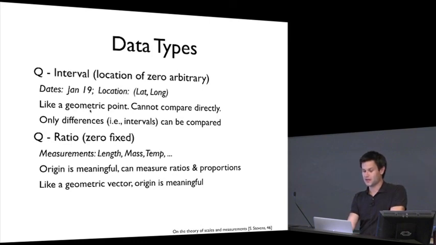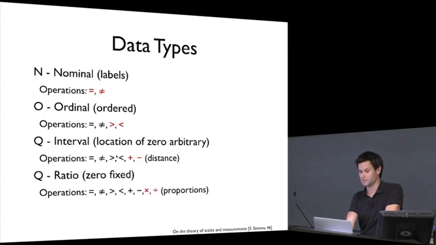And compared to that, you also have ratios. And with ratios, it's different because they are 0 fixed. That means their origin is meaningful. Like when you have a length, 0 length, that's a meaningful origin. 0 length is just 0. And that's the same for temperature and so on. There's an absolute 0 point and so on.